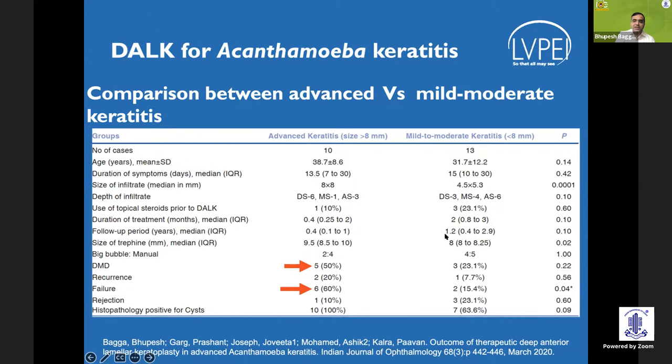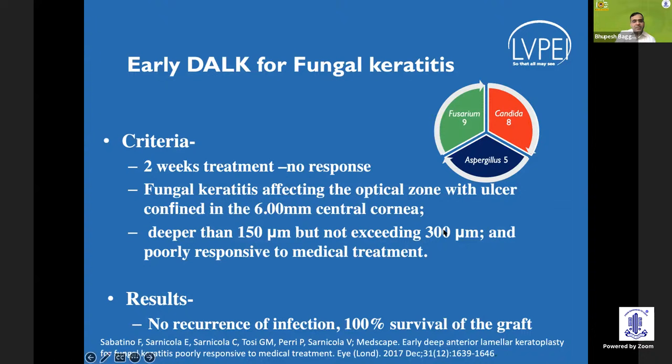Seeing this, there is a series by the Sarnicola group of early DALK in infectious keratitis. The first series they published was for fungal keratitis, where they included only cases with 2 weeks of treatment and no response, where 6 millimeter is the criterion and involvement of 150 micrometer to less than 300 micrometer. They realized that there was no recurrence of infection. Species-wise, Fusarium and Candida were more common and Aspergillus was less. But still, they could say 100% survival of the graft and no recurrence of infection.